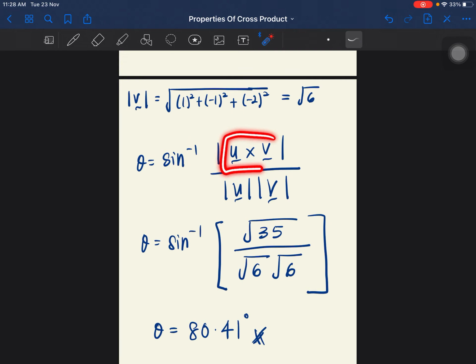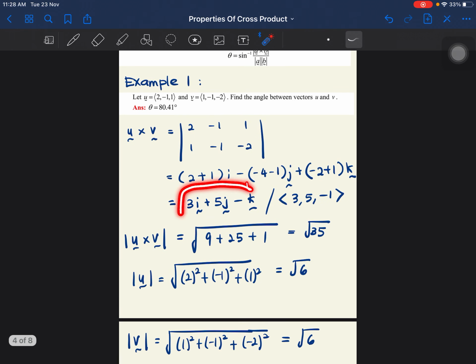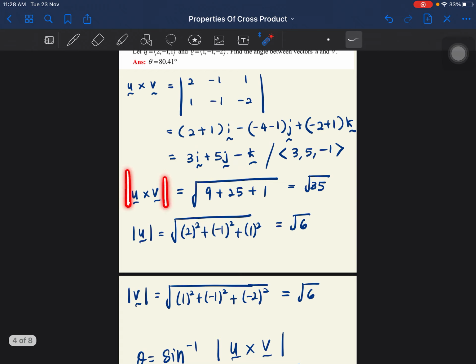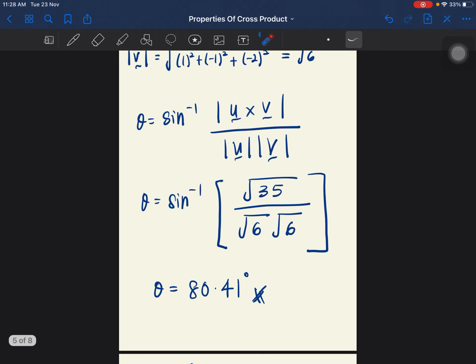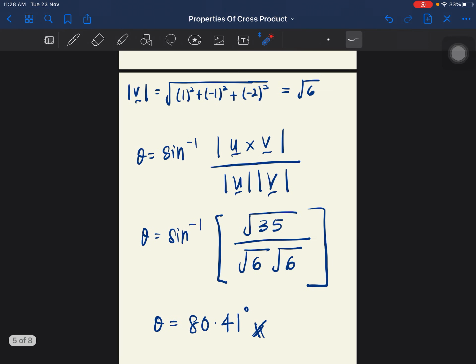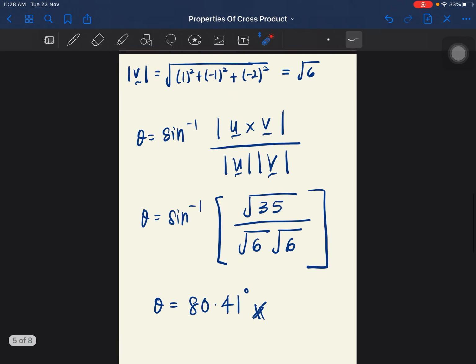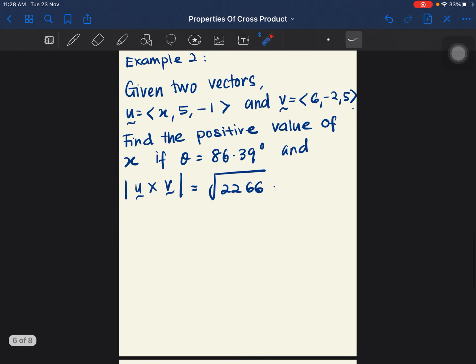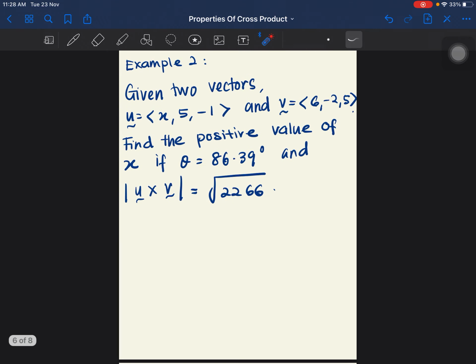Why? Because the cross product between vectors will give you a vector. So that's why we need to find the magnitude, so that we will have a scalar here. So if you are using this formula, then you need to find the magnitude of the cross product. Okay, so take a look at the second example here.